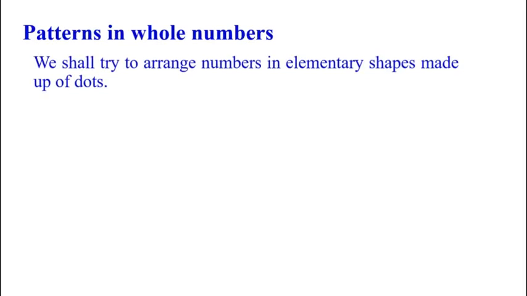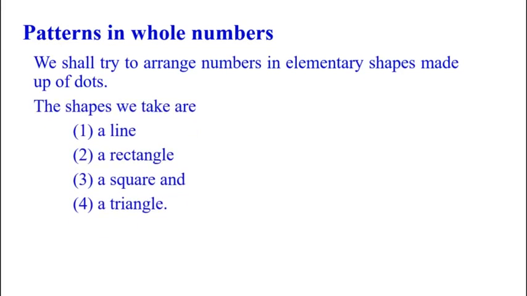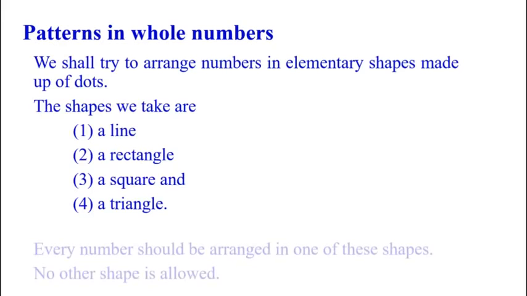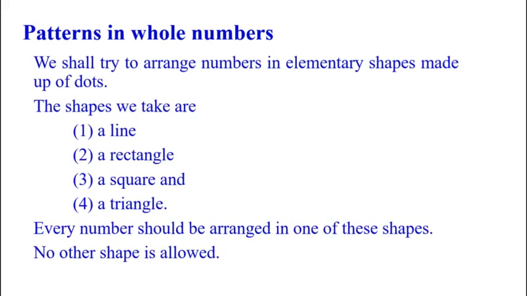We shall try to arrange numbers in elementary shapes made up of dots. You know the shapes we take are a line, a rectangle, a square and a triangle. How to represent whole numbers in a line, in a rectangle, in a square and in a triangle. Every number should be arranged in one of these shapes. No other shape is allowed.